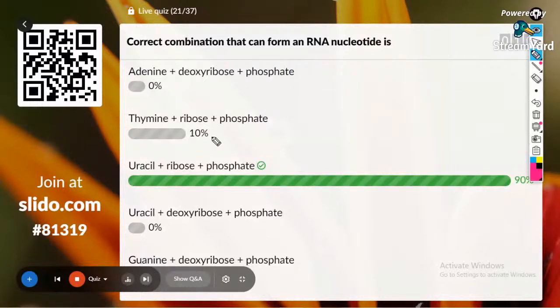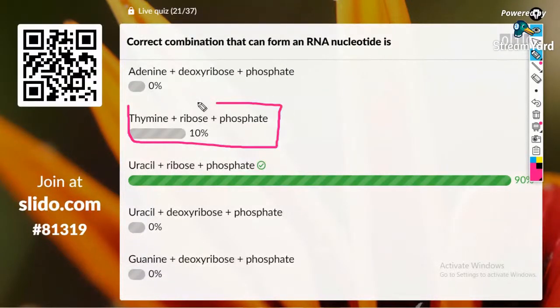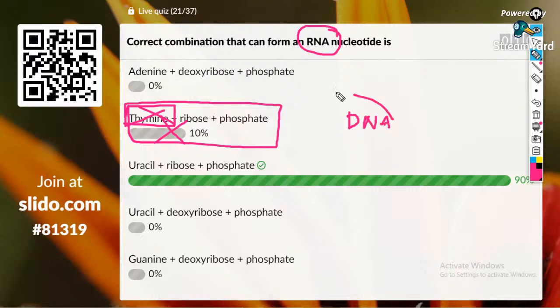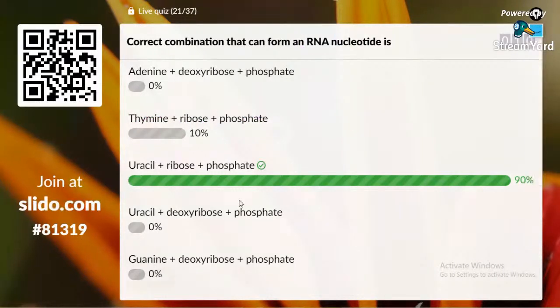I don't know who these 10% of students are who voted for the wrong answer. Guys, read the question. RNA nucleotide. RNA does not have thymine. DNA's component is thymine. DNA has thymine. Not even reading the textbook. That's why you're getting all these things wrong.